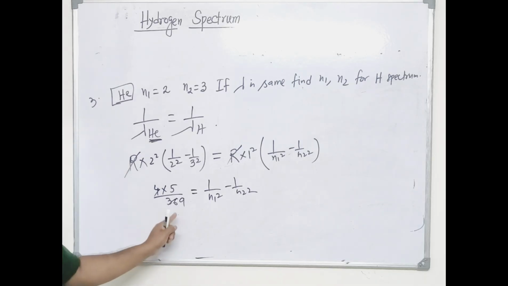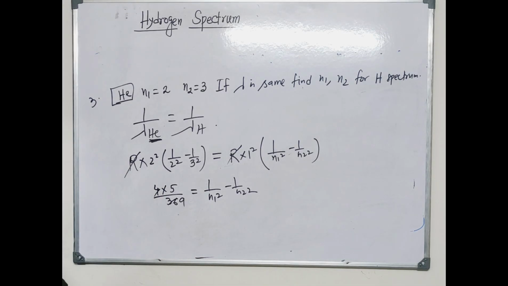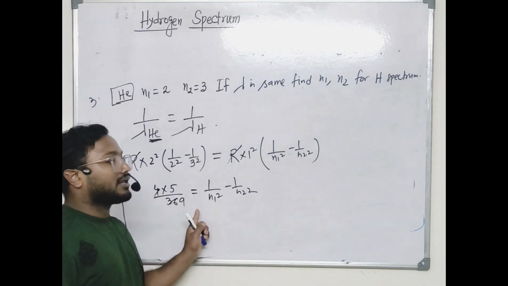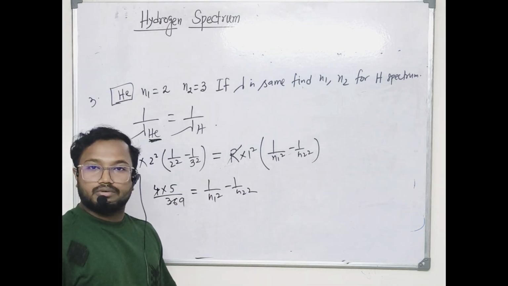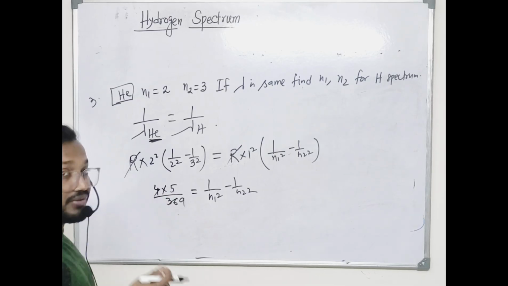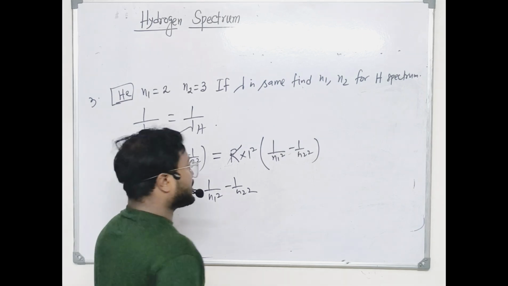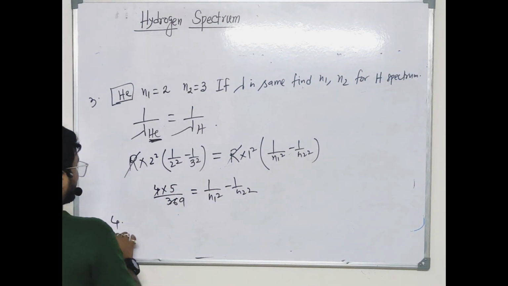So I have to take such values of N1 and N2 that will give you the result as 5 by 9. By that N1 and N2, whatever answer is given to you, use the data and find out the formulas. By that you can find out for the hydrogen spectrum. Another format is there. One more format I am taking.